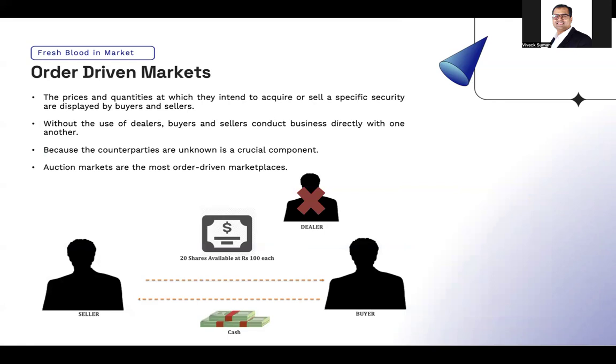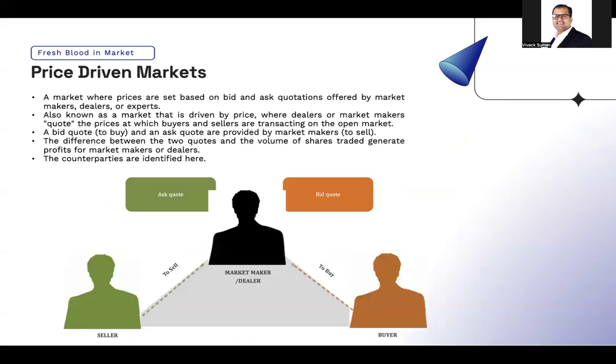Like the order driven market, we understood that in an order driven market there is no dealer. So what was the problem? No liquidity provider. So you have to wait till your share gets sold automatically. The moment a market dealer or a market maker comes into play, it happens very fast. So speed is the game, right? So that is the price driven market.